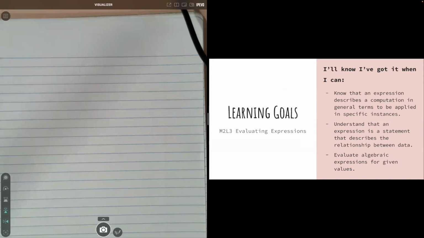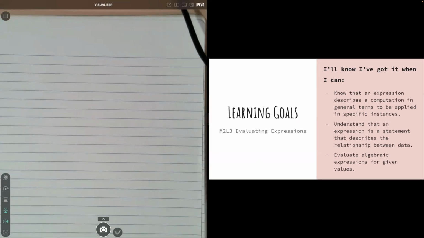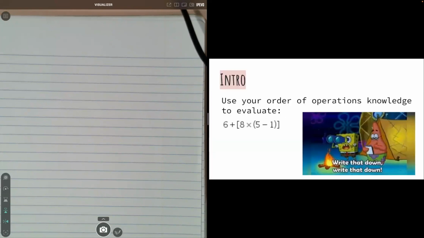So we have a general expression that we can plug things into when we need to evaluate it or find an answer for a specific instance. Then understand that an expression is a statement that describes a relationship between data, and evaluate algebraic expressions for a given value. So we have to know it and we have to be able to do it.